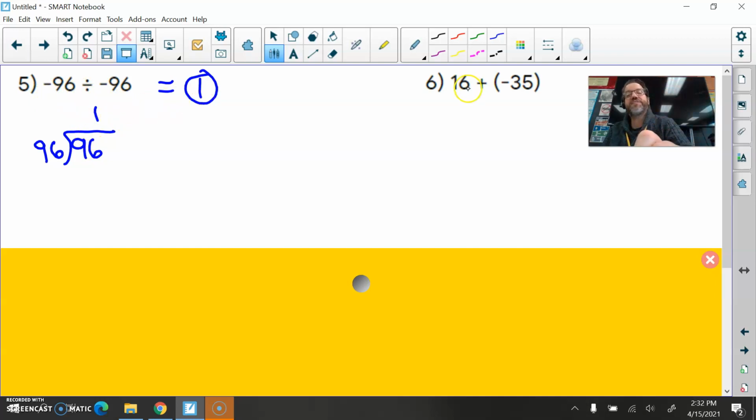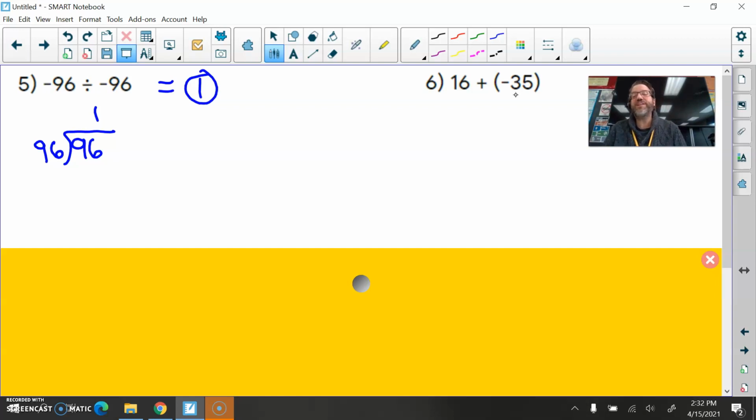Number 6, I have 16 plus negative 35. Now, we always want these problems to be addition problems. If it were a subtraction problem, we would add the opposite and rewrite it as an addition problem. So here I have 16 plus negative 35. This value is positive, this one is negative. And when you have one that's positive, the other that's negative, you actually have to find the difference between them.